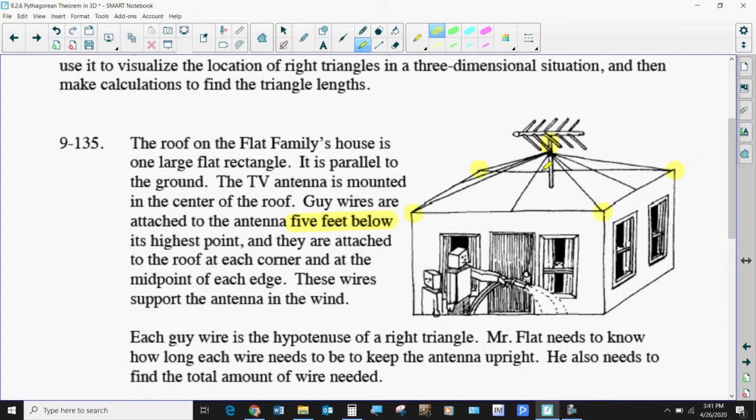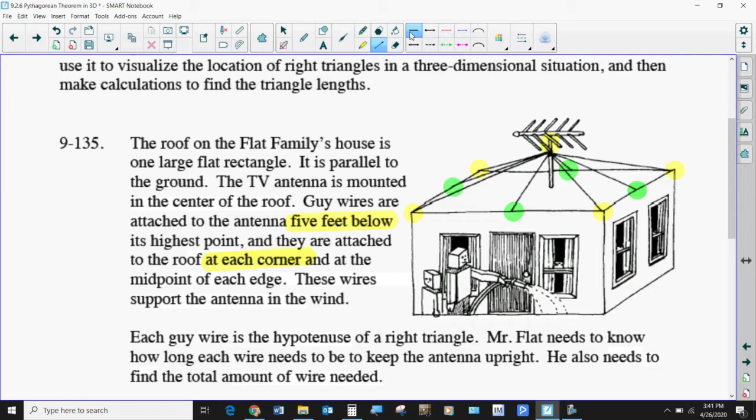I'm just going to tell you, this here said it was attached to each corner, but also you've got a guy wire at the center point. So you've got a total of 8 guy wires there, all attached to the antenna. Every one of these is creating a right triangle. Let me kind of show what's going on here.